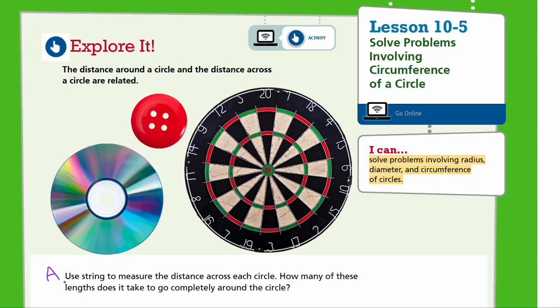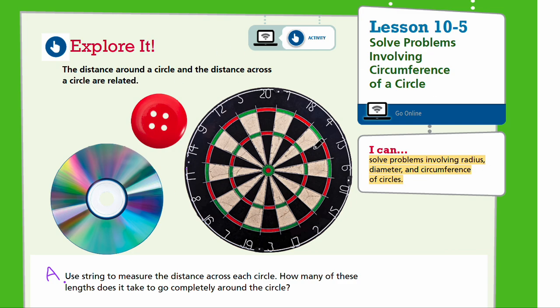Hi, welcome to Pre-Algebra Lesson 10-5, Solve Problems Involving Circumference of a Circle. In this lesson, we'll be able to solve problems involving radius, diameter, and circumference of circles. So let's start with exploring the concept.